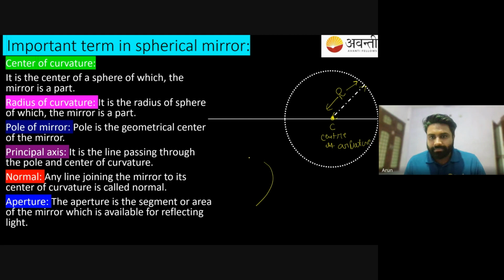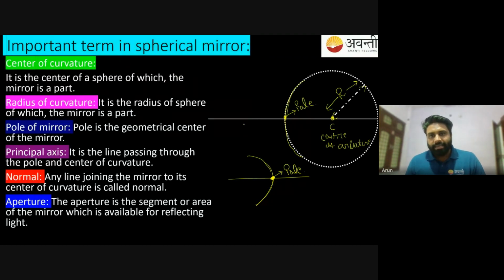Look, if I take the concave mirror over here, this is the concave mirror. So this point, the geometrical center of the mirror, is termed the pole. Here we can consider this as a concave one. So this is the pole. This point behaves as the pole.